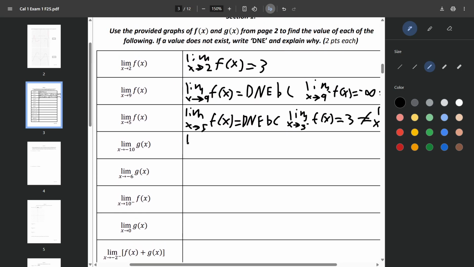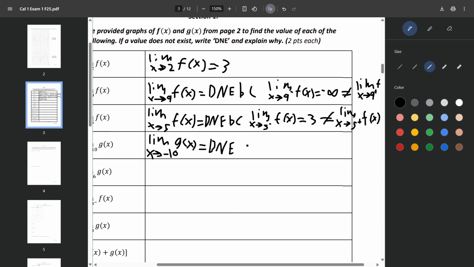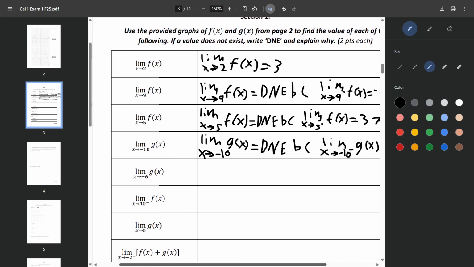And so our answer will be limit of x approaching negative 10 of g of x equals DNE, because limit of x approaching negative 10 from the left of g of x does not exist. There we go.